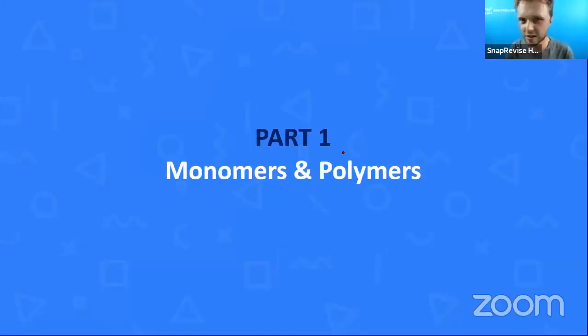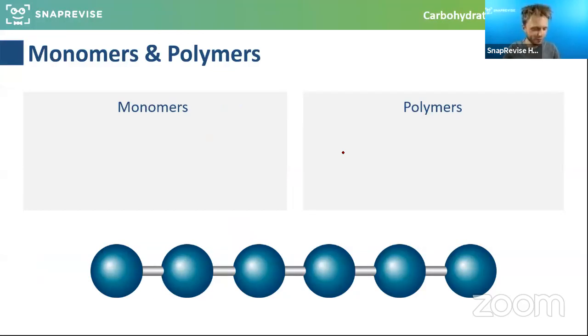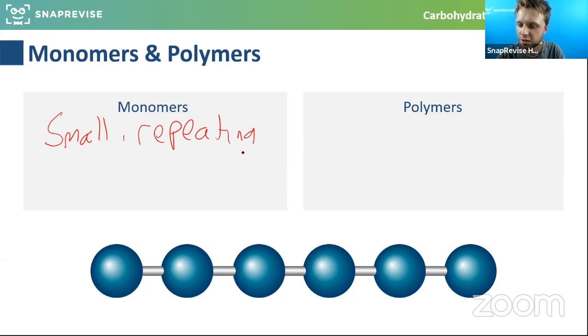Okay, so getting started then with the actual learning. God, it's taken a while to get here, hasn't it? We need to firstly know then what the difference is between a monomer and a polymer. Okay, so in terms of what a monomer is, you need to be aware, and this is so important that you use these words. Monomers you need to be able to define as being small, repeating, excuse my handwriting, subunits.